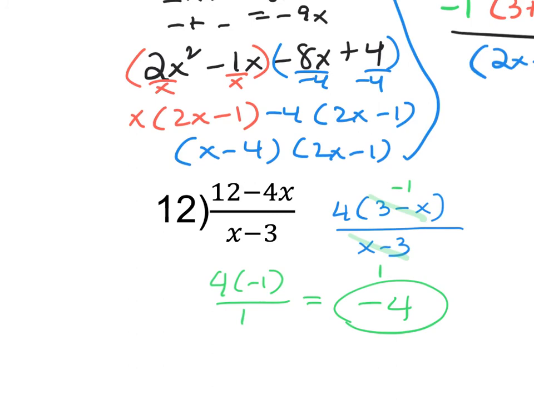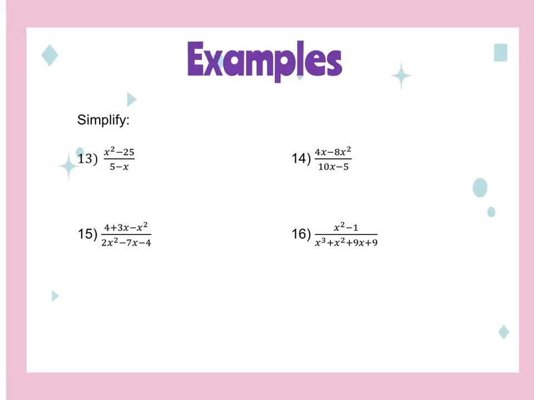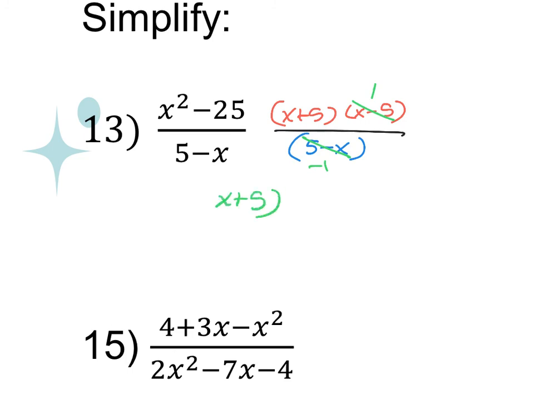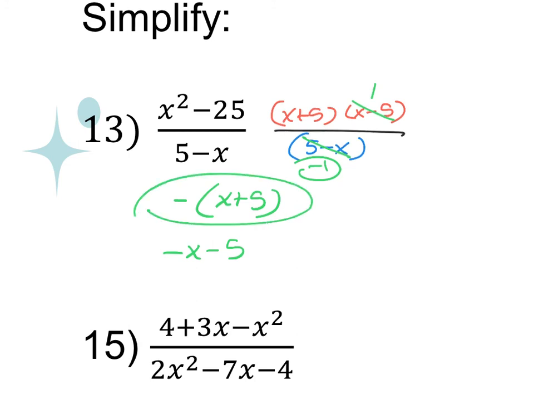Let's try number 13. I've got the difference of 2 squares. So I can factor this into x plus 5, x minus 5. I can't do anything with the denominator, so I'll just rewrite it. And now again, see how these look opposite? 1, -1. So now I'm left with x plus 5, and then I can move this negative in front. If you want to distribute it, you can, but you can leave it just like that.